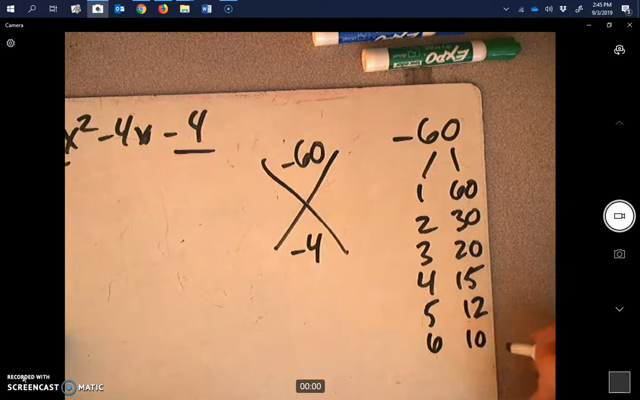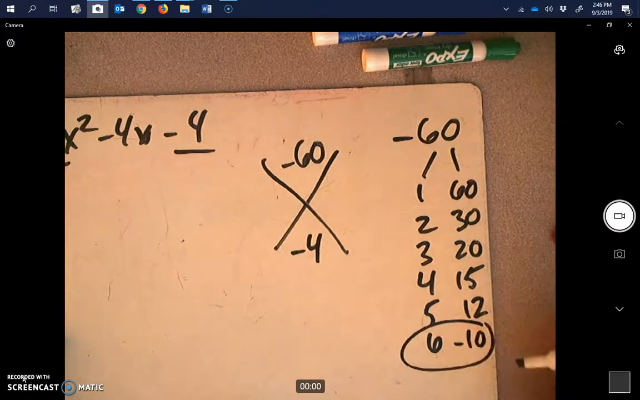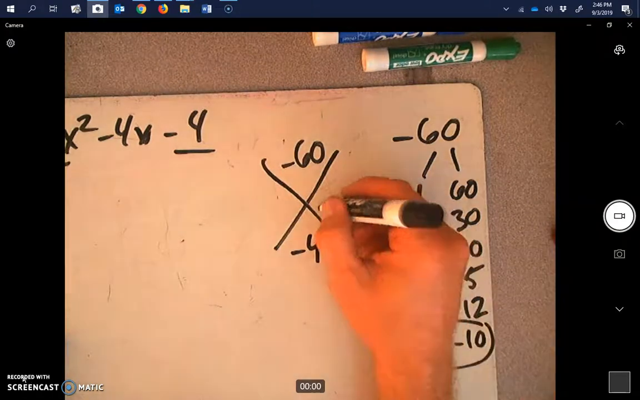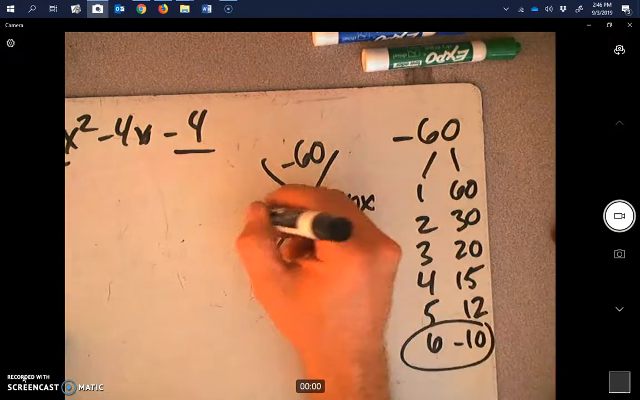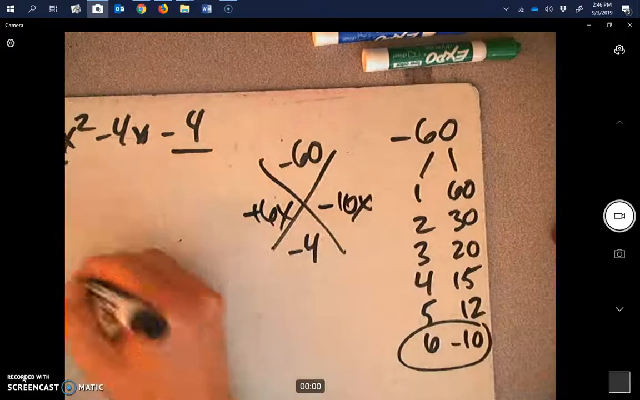6 and 10. 7 does not, and 8 does not, and 9 does not. So, if one of these is negative and one is positive, and adds to negative 4, our winner's down here at the bottom. So negative 10x and positive 6x.